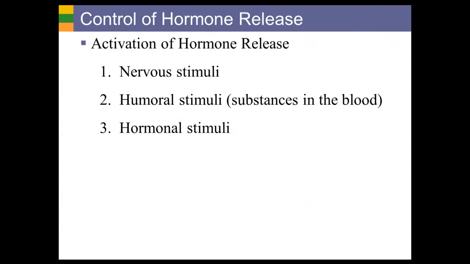Okay, so in review, hormones are released in response to 3 types of stimuli: changes in activity of the nervous system, nervous stimuli, a change in some substance in the blood, humoral stimuli, or other hormones, that would be hormonal stimuli.